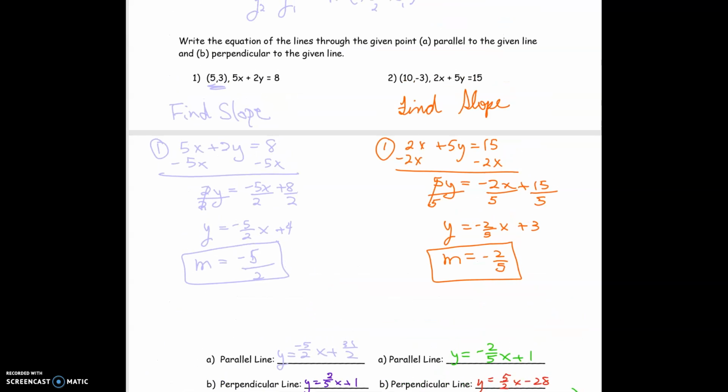Remember, parallel lines have the exact same slope. Perpendicular is the opposite reciprocal: opposite sign, number flipped over. So if it's a 2, it becomes 1/2. If it's 3/2, it becomes 2/3.